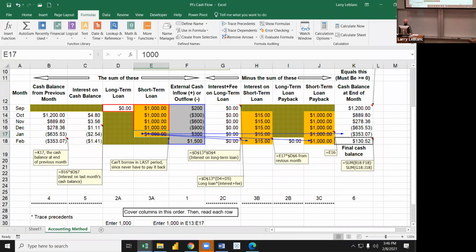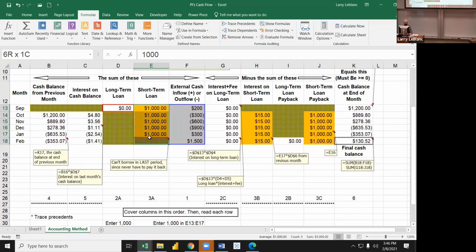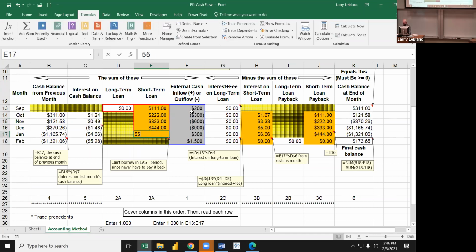Let me remove the arrows and then put different numbers. I asked for, in the short-term loans, 111, 222, 333, 444, 555. If you borrow 111 short-term, you pay back 111 in the next time period. If you borrow 222 in October, you pay back 222 in November. If you borrow 333 in November, you pay back 333 in December. The interest is hard to confirm in your head, but 1.5% of these amounts are given here.